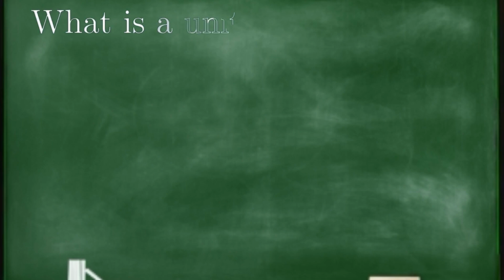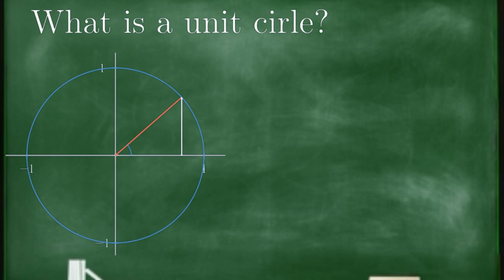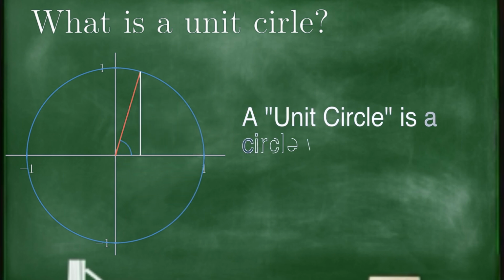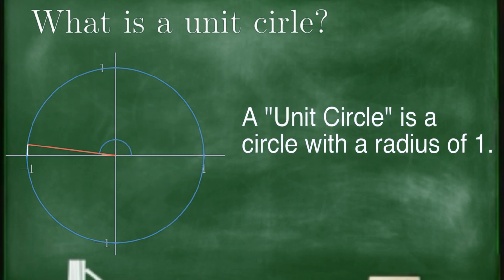Let's first have a review of what a unit circle is. If you try to observe the figure, as the red line rotates along the center of the circle, the length of it doesn't change at all. So with it, we can say that a unit circle is a circle with a radius of 1.